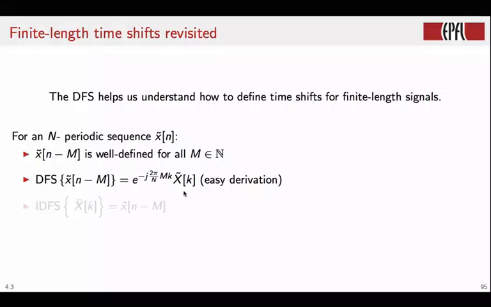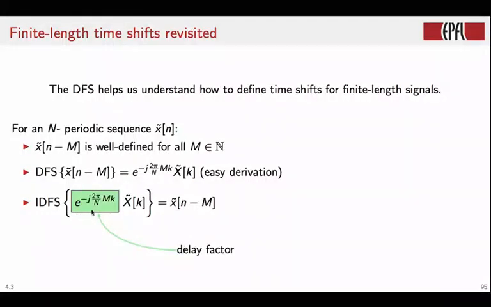If we take the DFS of this periodic sequence with a shift, we can work out very easily that the coefficient for index k is equal to the coefficient for index k of the original sequence without the shift, multiplied by a phase shift term e to the minus j 2 pi over N big M times k. Similarly, it's very easy to verify that the inverse discrete Fourier series of a vector of DFS coefficients multiplied by a phase delay factor is simply the periodic sequence delayed by M. So this term, e to the minus j 2 pi over N Mk, is a delay factor in the frequency domain.